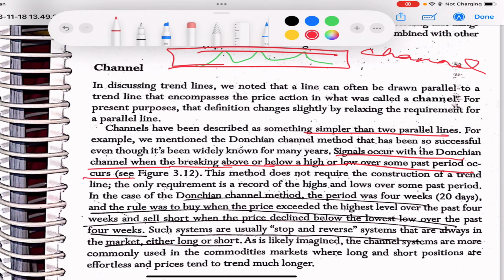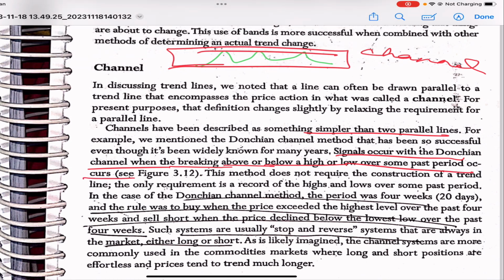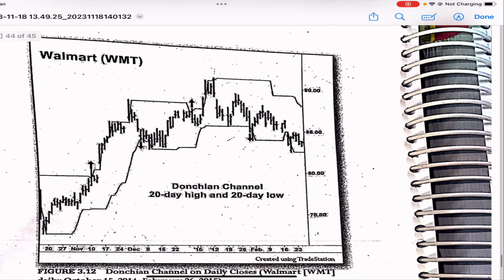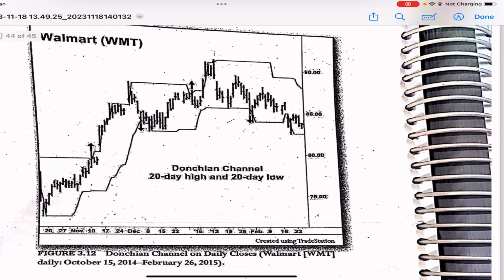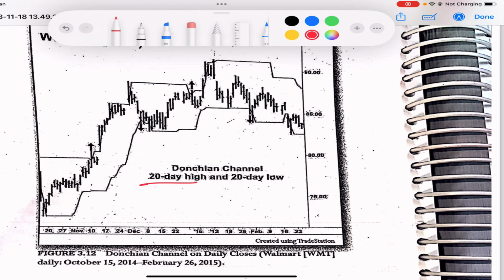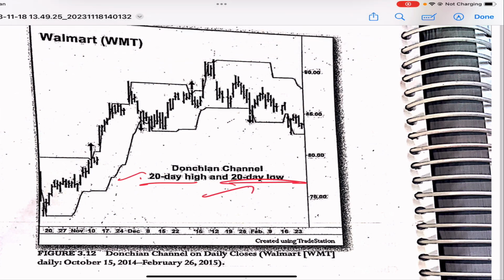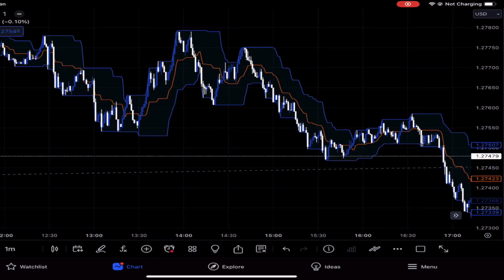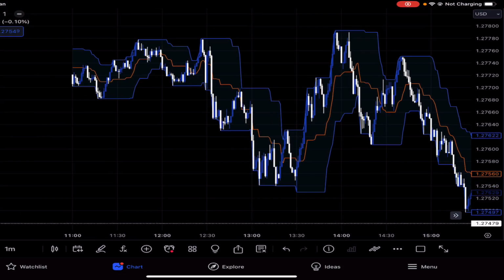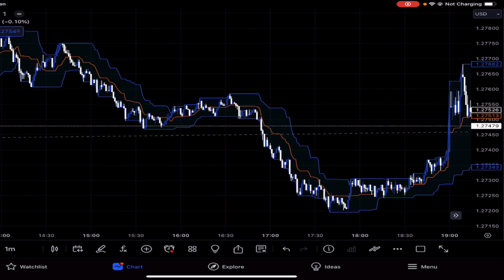Now, what does that mean? The high or low of some particular period. For example, if you look at a 20-day high and a 20-day low, when the 20-day high is broken, there will be a signal. When the 20-day low is broken, there will be a signal. So that is my Donchian channel. So let's take an example of how you are going to trade when you look at the chart.